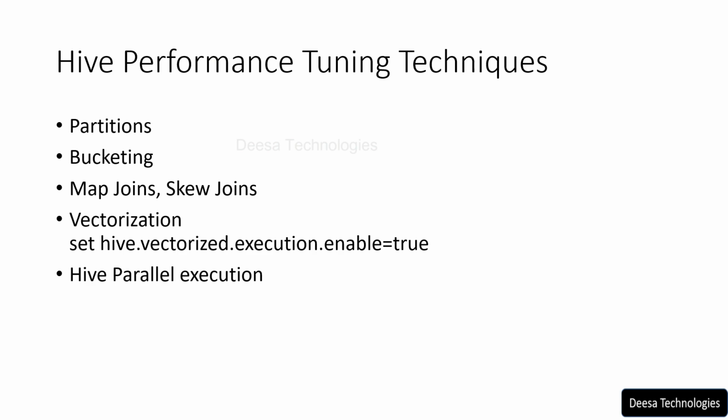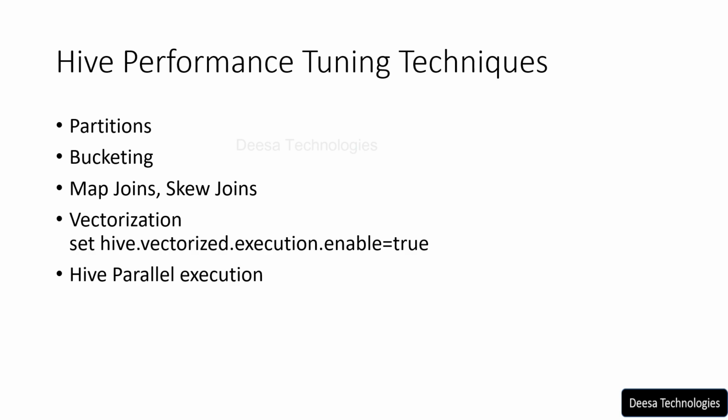Then we have something called vectorization. By default, Hive will process one row at a time. Now it may not be optimal, so if you enable vectorization, Hive will process 1024 records at a time. So that's the improvement that it can make. The disadvantage is that it is going to occupy a lot of memory, so please use caution. If you have the memory to support that, then yes. If you enable vectorization, Hive is going to process 1024 records at a time.